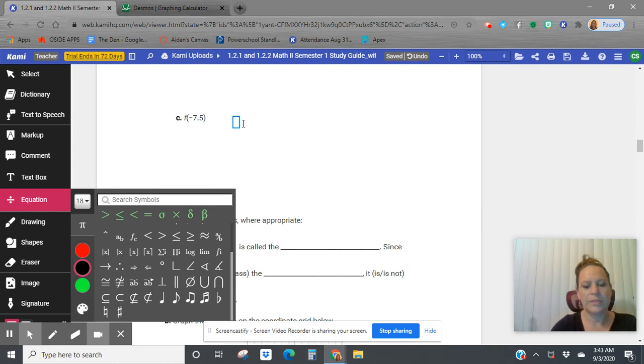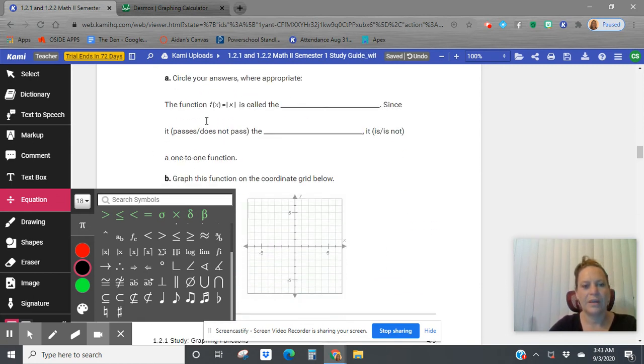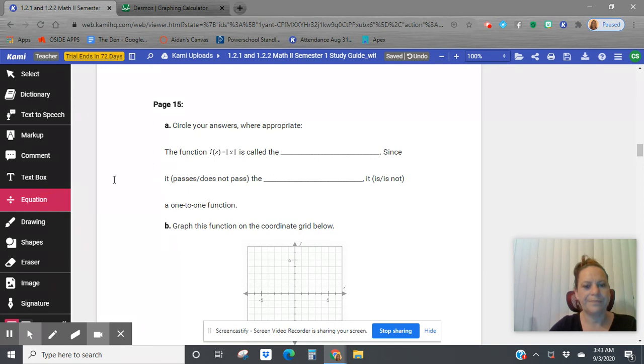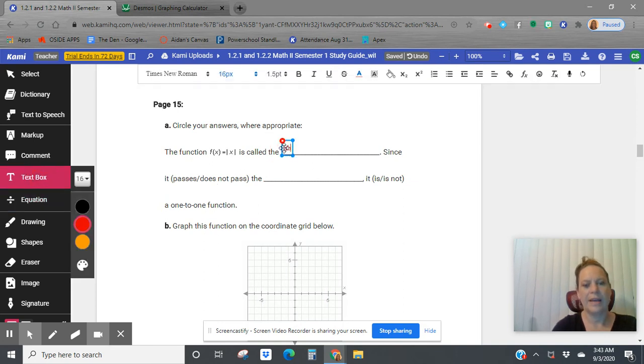Finally, this one's F of negative 7.5. So picture on a number line, this one gets a little tricky with negatives. What would go exactly to the left of negative 7.5? Negative 8. Circle your answers where appropriate. The function f of x equals absolute value of x is called the absolute value function.